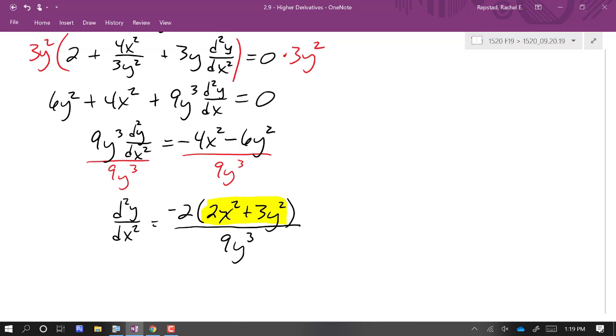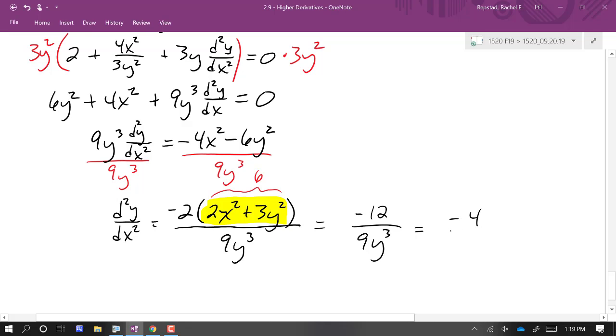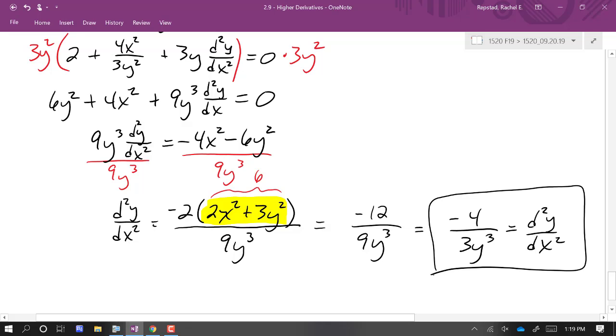That was our original. So in the universe that is this problem, 2x squared plus 3y squared is always equal to what? 6. So in fact, this is equal to negative 12 over 9y cubed, or if we cancel a 3, we get minus 4 over 3y cubed. There's your second derivative. And as it turns out, the second derivative of y with respect to x depends only on the y coordinate.